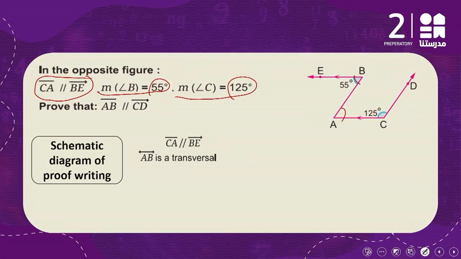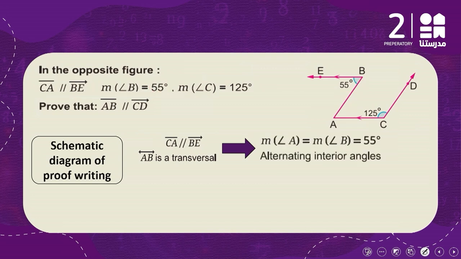We have CA parallel to BE, and you have two parallel lines with a line intersecting them. So this is called a transversal. So first of all, you have to say that AB is a transversal. Now, if you have this transversal, we have equal angles. First of all, angle A equals angle B. They make the letter Z. They are called alternate interior angles, so they are equal. So we use this given to find this answer.